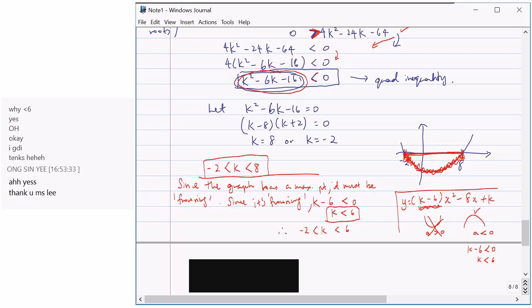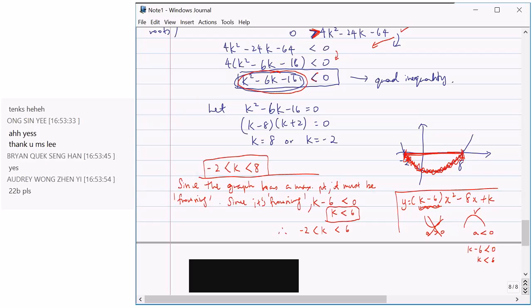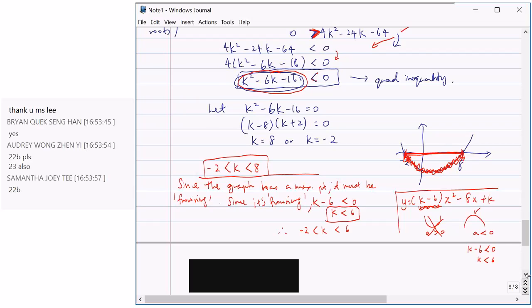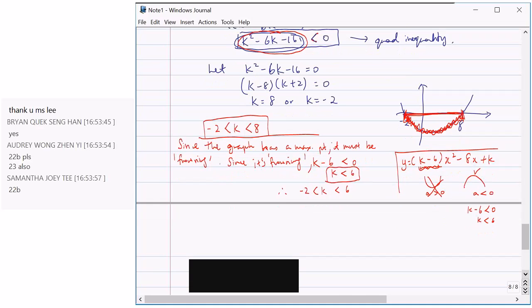Brian, are you alright? Any other tutorial question you cannot do? I know 18 is a tough one. 22B, 23? 22B. Okay. The rest of you who have tried the questions, checked the answers and could get them, you can log off now.